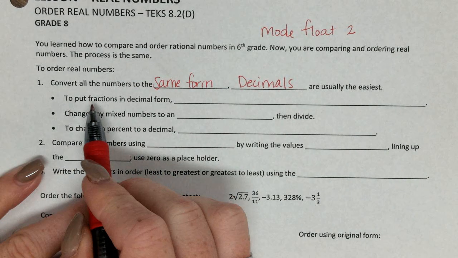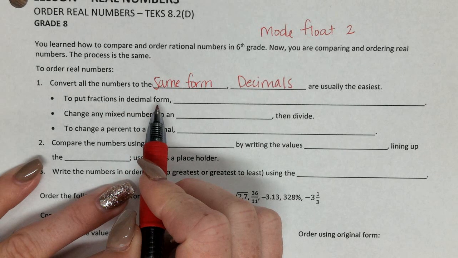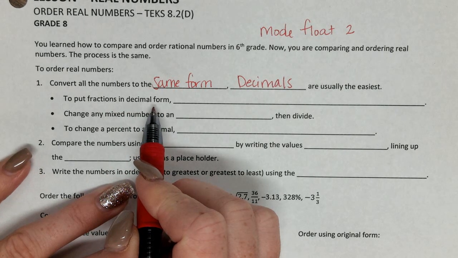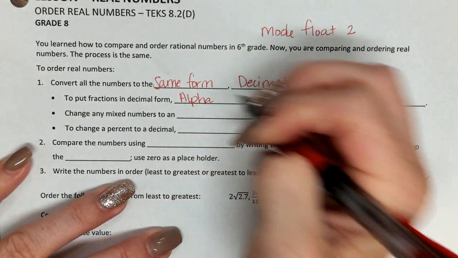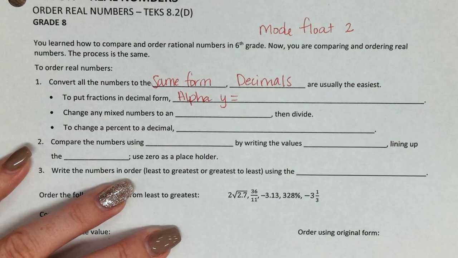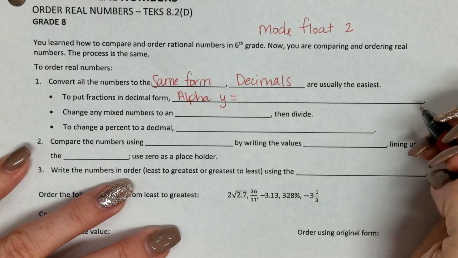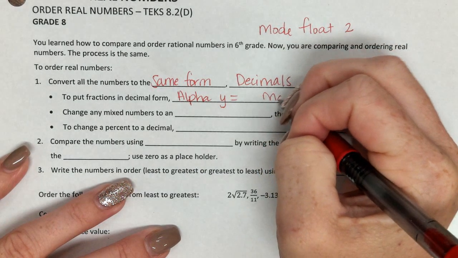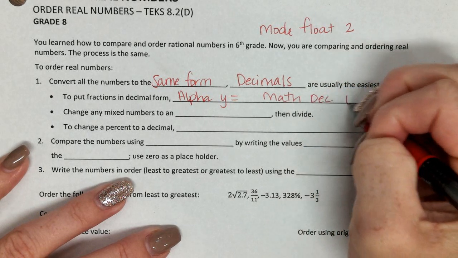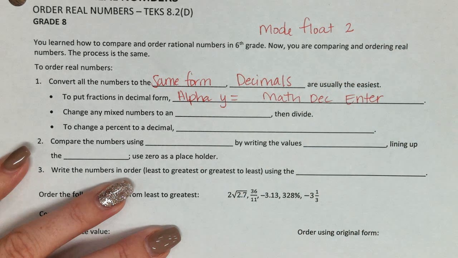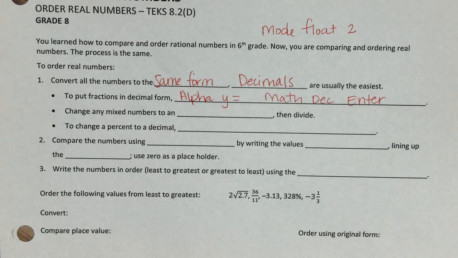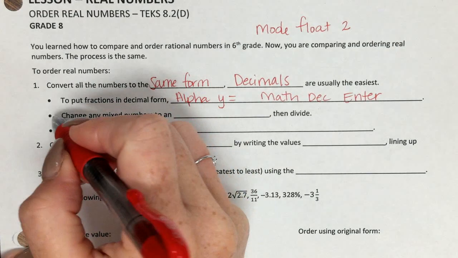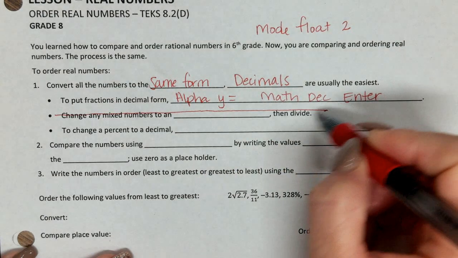All right, to put fractions in decimal form, who remembers the buttons we hit? Alpha. Alpha, write that down. Then what? Y equals. Good. And then you choose option 1 or 2. And then what button do you push? Math. And then decimal. And then enter. So to put fractions in decimal form, you're just going to use your alpha y equals button and then your math button. This right here, just cross it out. We're going to use alpha y equals again. We're not doing all that.